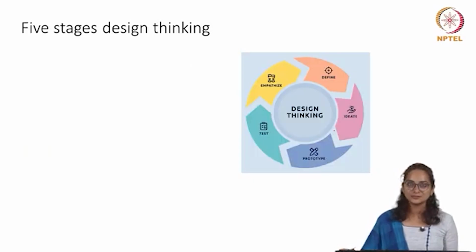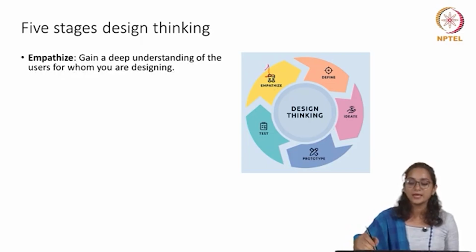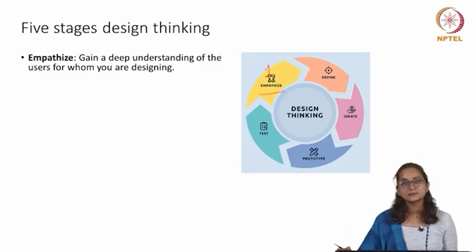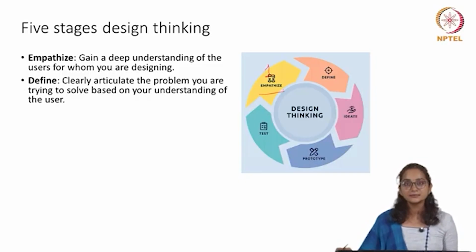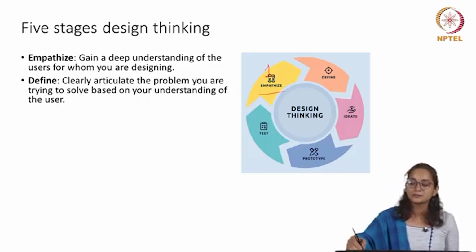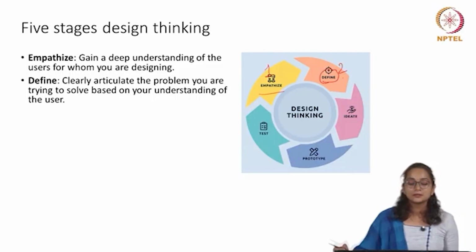There are 5 stages to the design thinking process. The first one is called empathize. In this step, we try to empathize with our users, where we try to gain a deep understanding of the users for whom we are trying to design the solution. The second step is defining. We try to clearly articulate the problem based on the insights that we have gained in step 1.